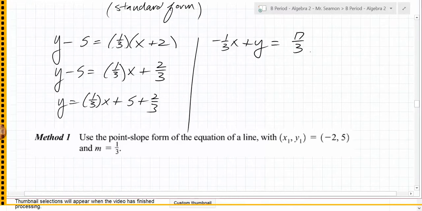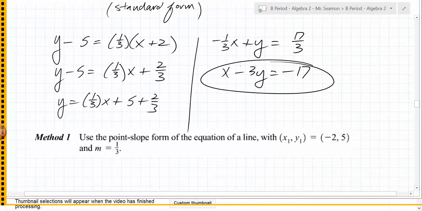I don't really like it like that. What's the last thing I could do? Multiply by 3, negative. Awesome. So you end up with x minus 3y is equal to negative 17. Nice. There it is. How did you get the 3y? Because I multiplied by negative 3 to get rid of that negative 1/3. That's where it came from.